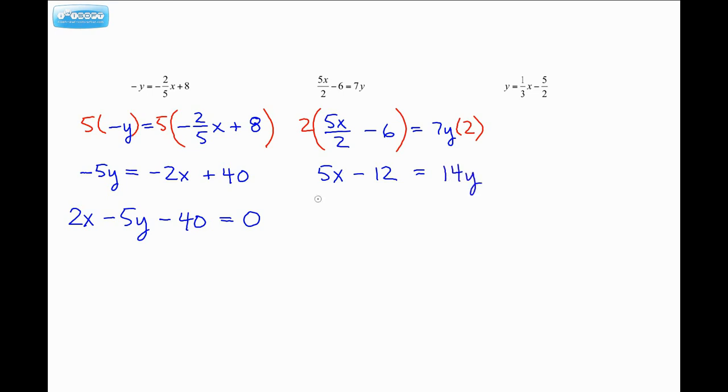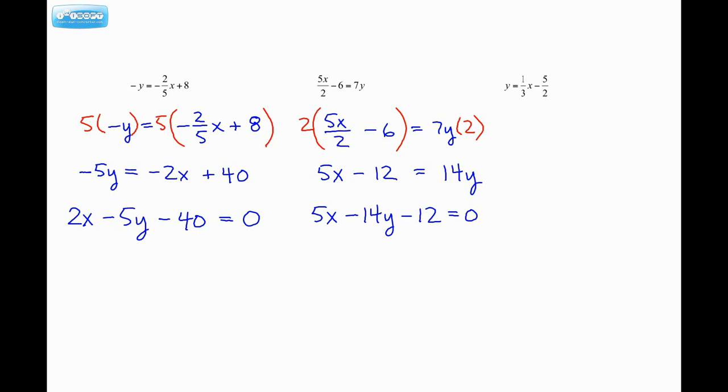The x term is already positive on the left, so I think it makes sense to put everything on the left. So that stays, which means I subtract this 14y from both sides. And that minus 12 is still there, but everything is now equal to 0. So that is in general form.